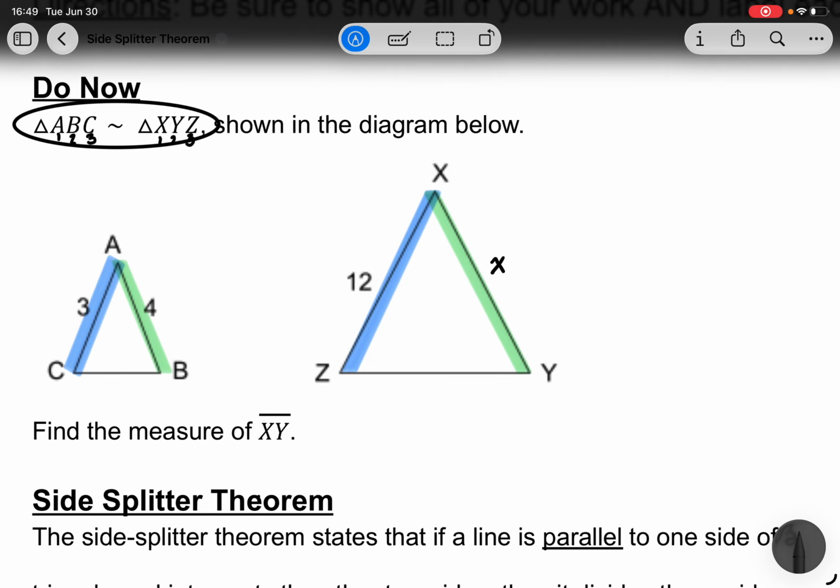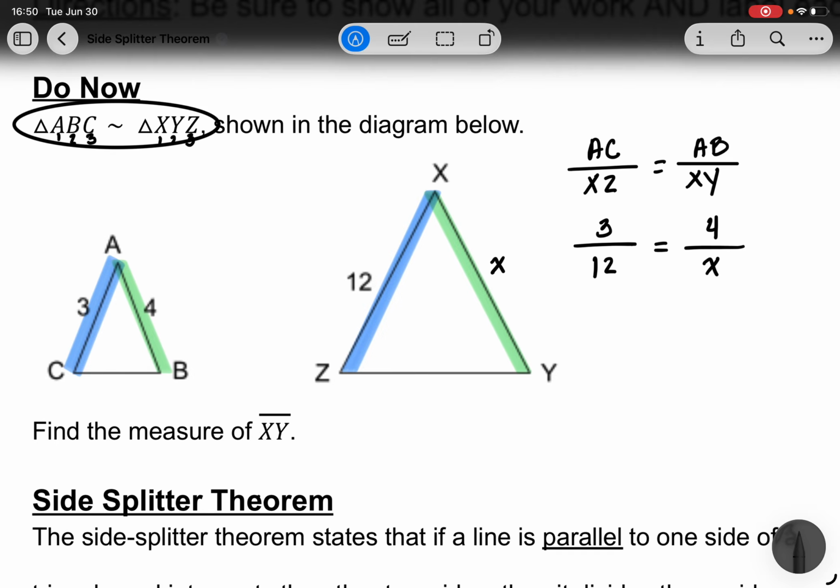So the proportion I'm going to set up is I'm going to put my blue over blue, green over green. But I'm going to start with the smaller blue and then put the larger blue. So we're going to start with AC, so small blue, over the large blue, XZ. And then since it's a proportion, we need to set both fractions equal to each other. So we're going to go back to our small again, but for the green this time. So AB over its corresponding part for the larger one, XY. Now all we have to do is plug in our values. So AC is 3, XZ is 12, AB is 4, XY is X.